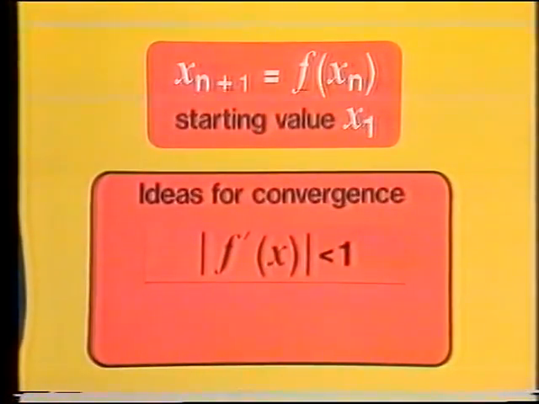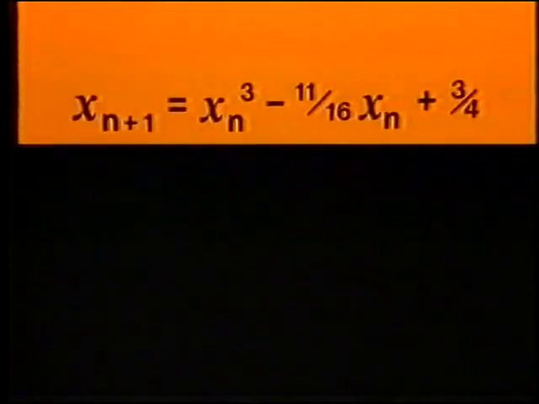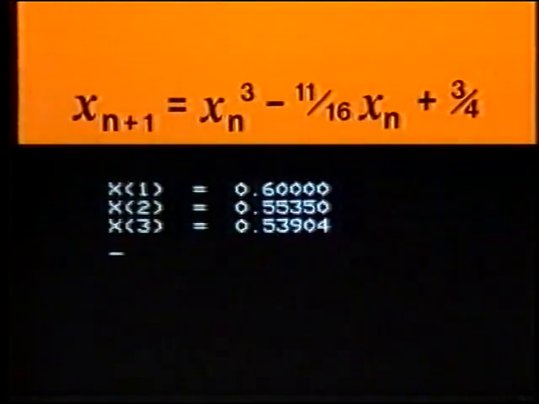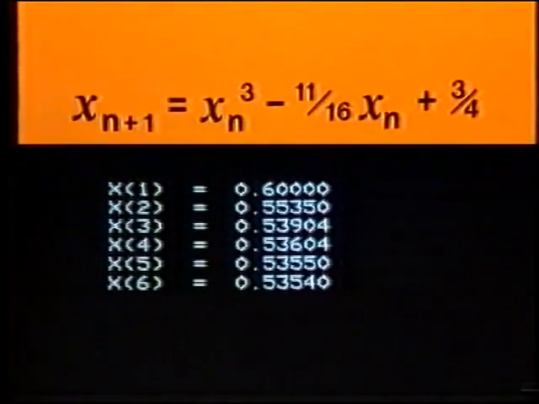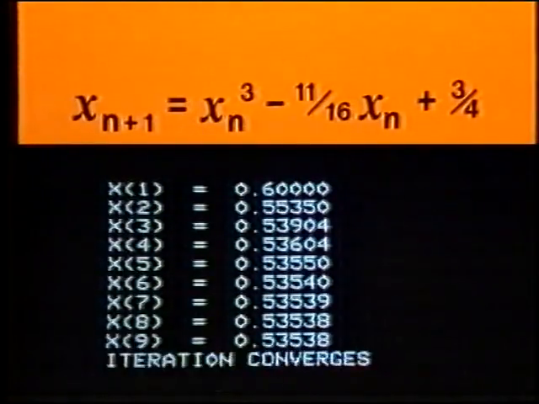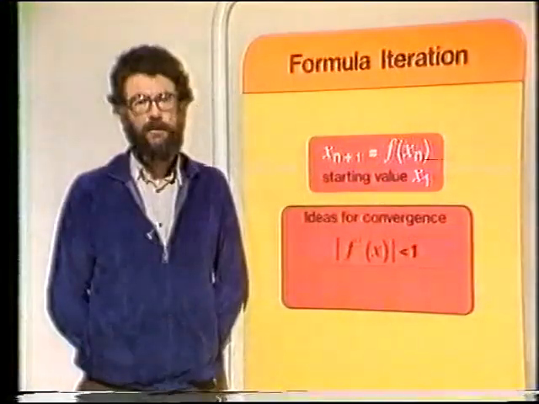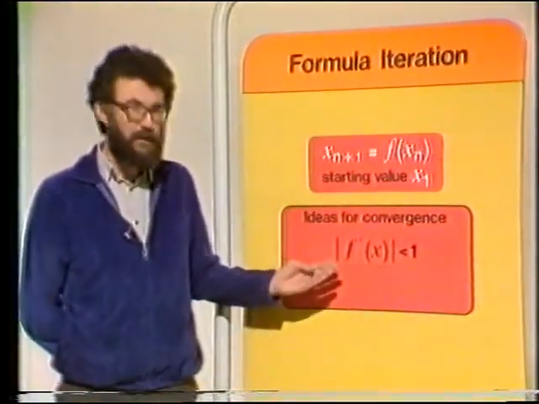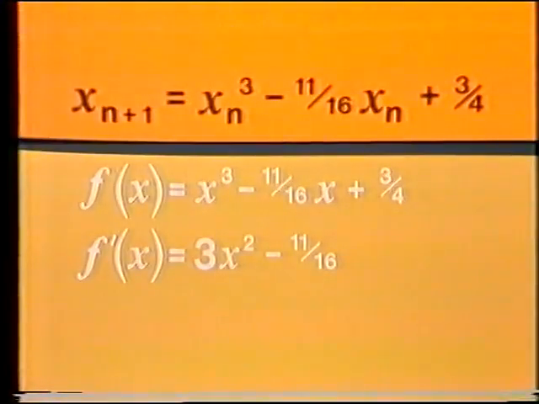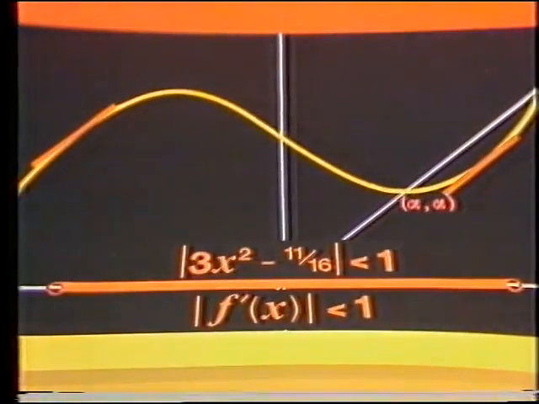Look for another rearrangement. Now, in our example, we know we get a convergent sequence when x1 is equal to 0.6. So let's see how this condition could have predicted this convergence. Firstly, we look at the function from the right-hand side of the iteration formula. Its derived function is (3x squared minus 11)/16. Now we want to find an interval in which the modulus of this derived function is less than 1.